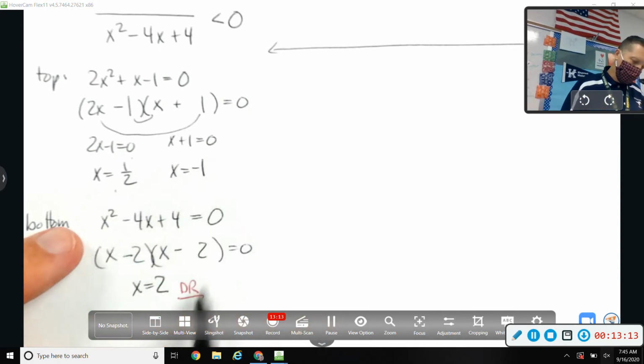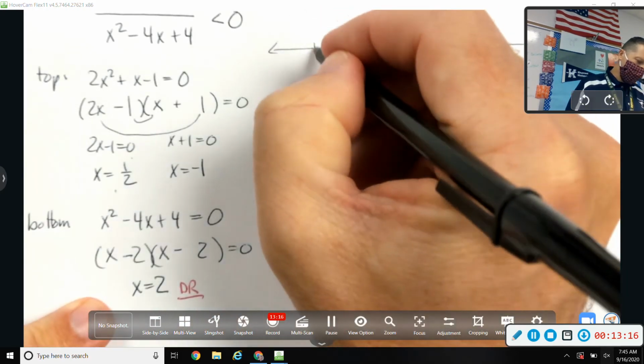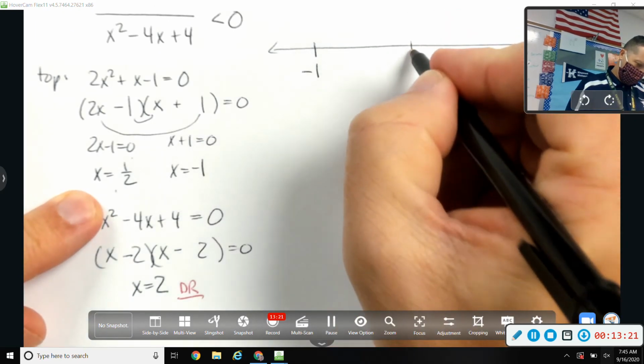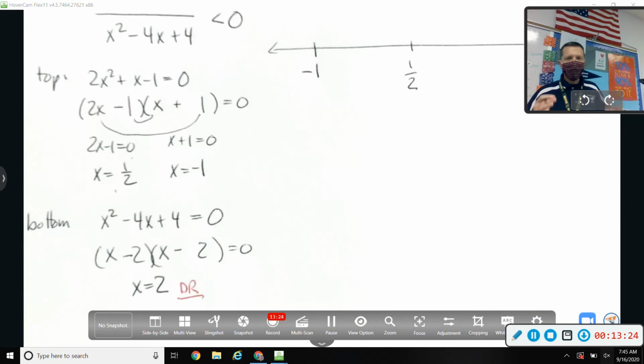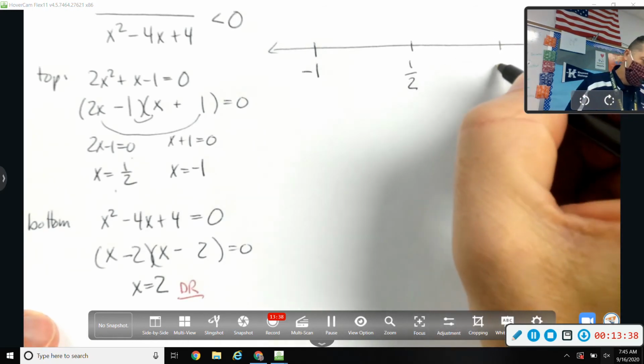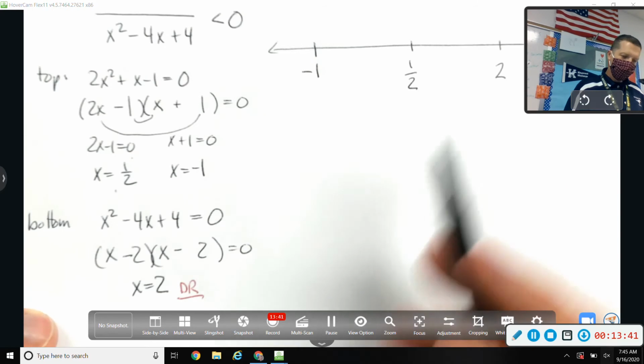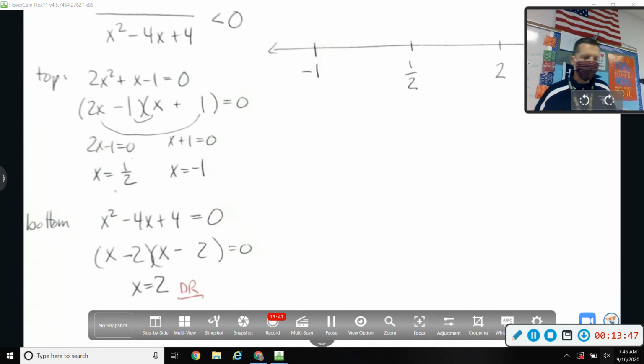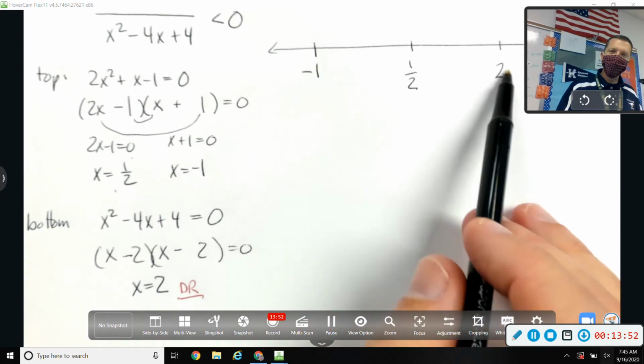Alright, so let's put our zeros on. The smallest one is negative 1. The next one is 1/2. And by the way, your number line doesn't have to be to scale. As long as you get them on there in the right order, you don't need to get a ruler out and measure distances. This one happens to have 1.5 between all of them, but generally you don't have to worry about making your spacing work. You do have to put them on from left to right, smallest to greatest, though.